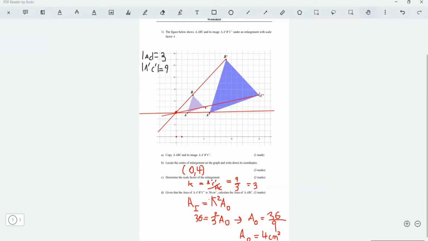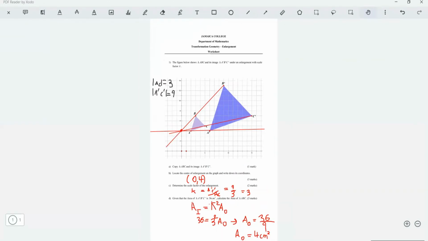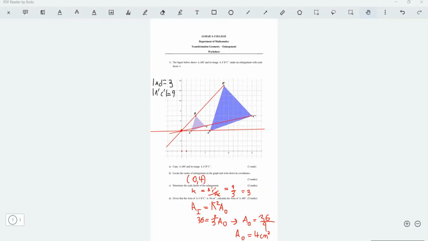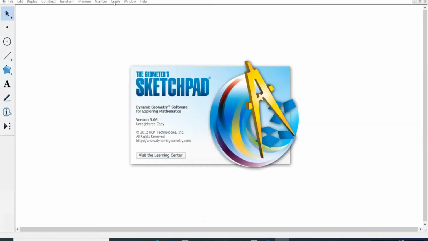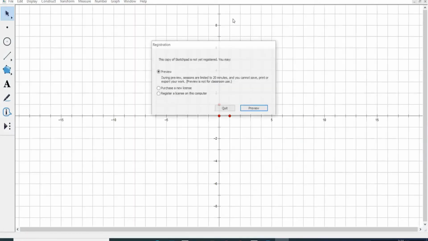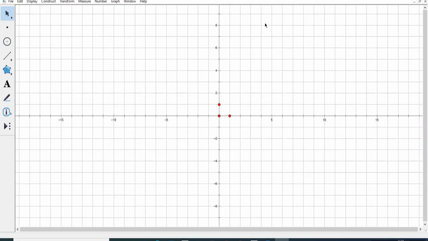Now, what if you don't believe me? You say, sir, I don't believe that the area of the object is 4. So what I'm going to do is actually create a triangle in the Geometer's Sketchpad and show you, so everything will look correct. All right, so let's go to the GSP5 again, and I'm going to show you that everything we did is correct. So what I'm going to do is actually construct a triangle.